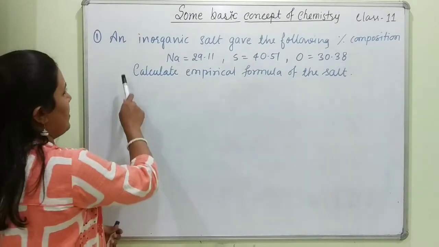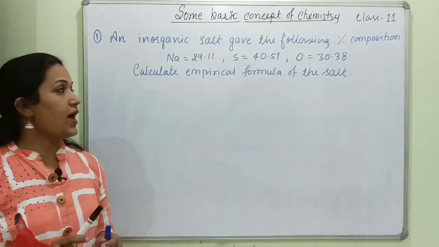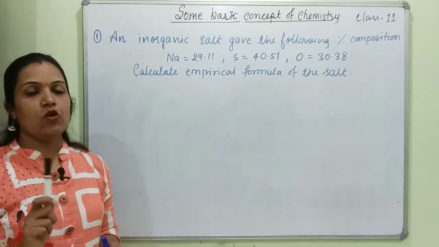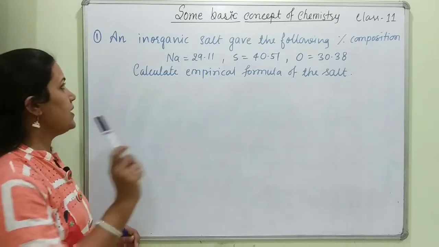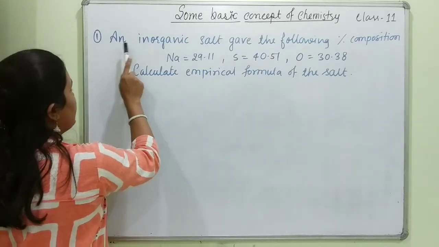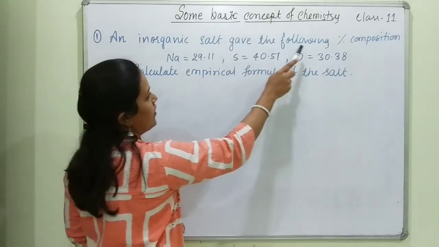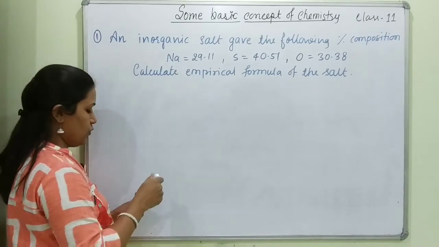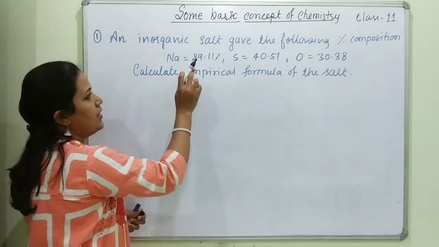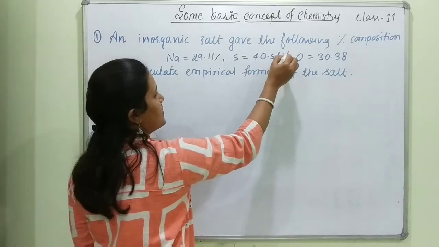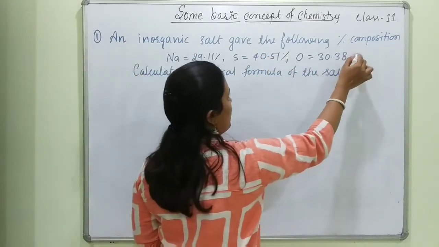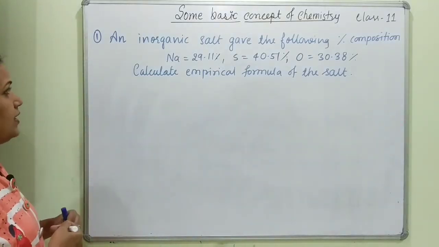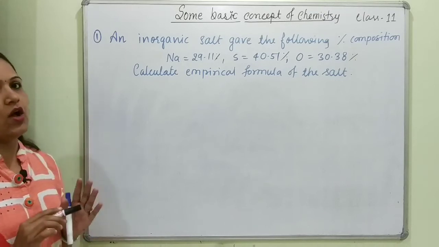Okay students, we have this numerical with us, and in it they ask us to calculate the empirical formula of the salt. Let's read the numerical first. An inorganic salt gave the following percentage composition: sodium 29.11%, S is 40.51%, O is 30.38%. They ask you to calculate the empirical formula of the salt.